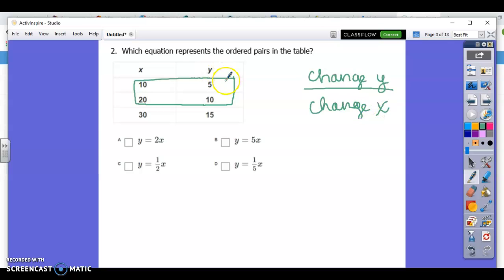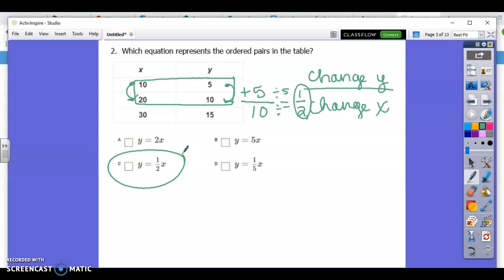So if I look at my y column, how would I go from 5 to 10? That's plus 5. And then my change in y is from 10 to 20. Whoops, so that's plus 10, not plus 20. So we have 5 over 10, and if I want to simplify that, I know 5 goes into both of these, so it would simplify to a slope of 1/2, and that would be answer choice C.